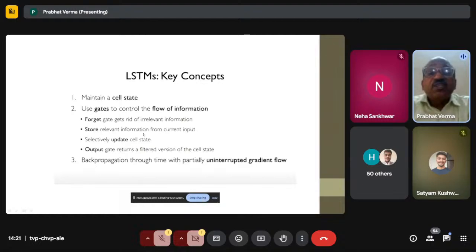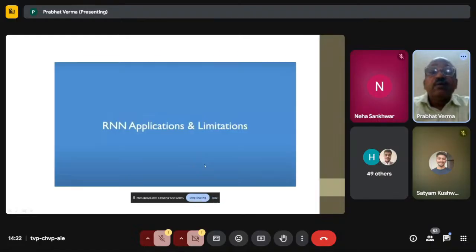Store gates store relevant information from the current input. So there are some gates that are forget type, and some gates which are the store type. And we selectively update the cell state. Output gates return a filtered version of the cell state. Backpropagation is made through time, BPTT, with partially uninterrupted gradient flow. It is not fully uninterrupted, but partially, because we filter the unnecessary information so that the vanishing gradient problem is removed.